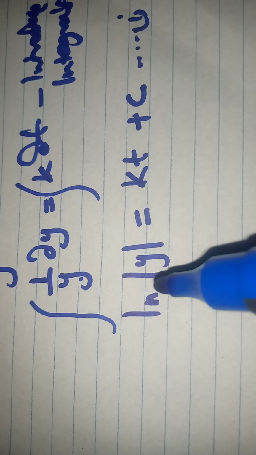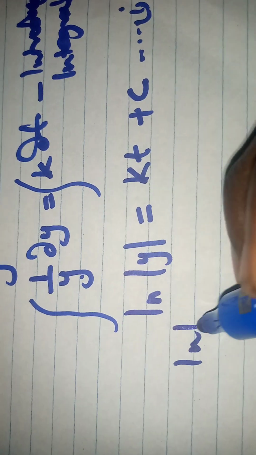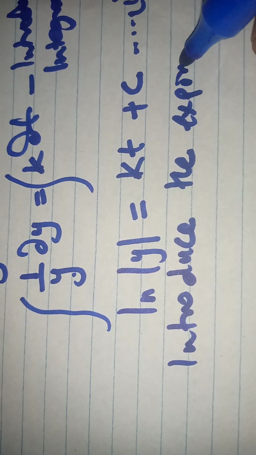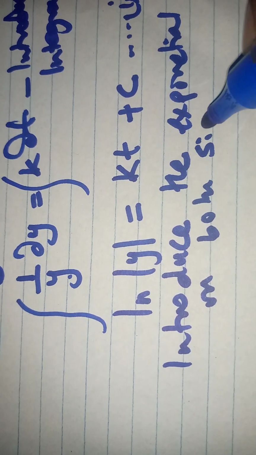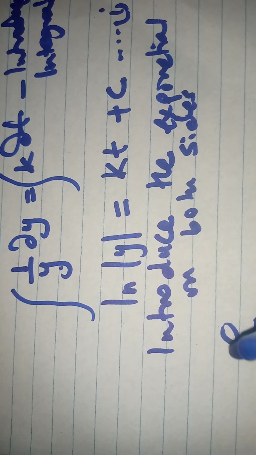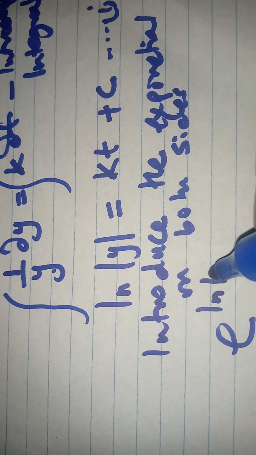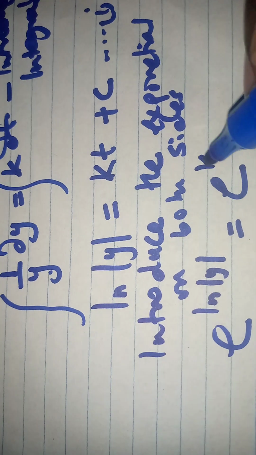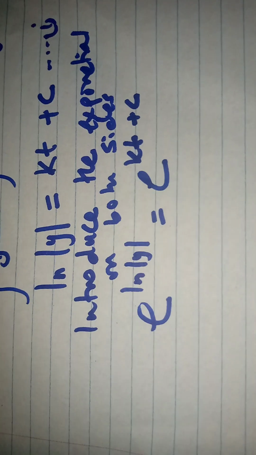Nice. I need to eliminate this natural log. I will introduce the exponential on both sides of my equation. Remember, I want to eliminate this natural log. So exponential of natural log of y is equal to exponential of kt plus a constant. Well, we are doing well.